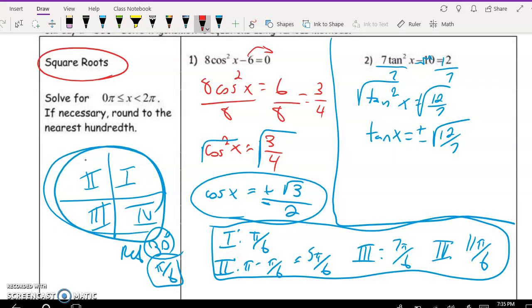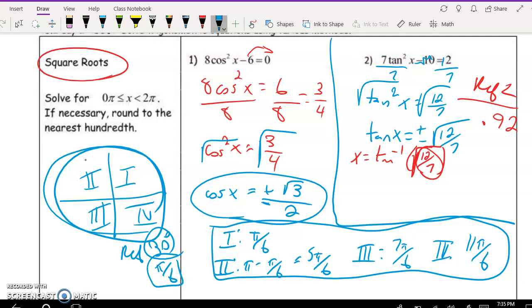So I'm going to find the reference angle. So I'm just going to take the tangent inverse. Sorry, I'm getting ahead of myself. Of square root of 12 over 7. And this whole thing is square root of 12 sevenths, so make sure you're typing that in correctly. And I'm going to type that whole thing into my calculator. Okay, so you should get the reference angle as 0.92. So make sure you're okay with that.